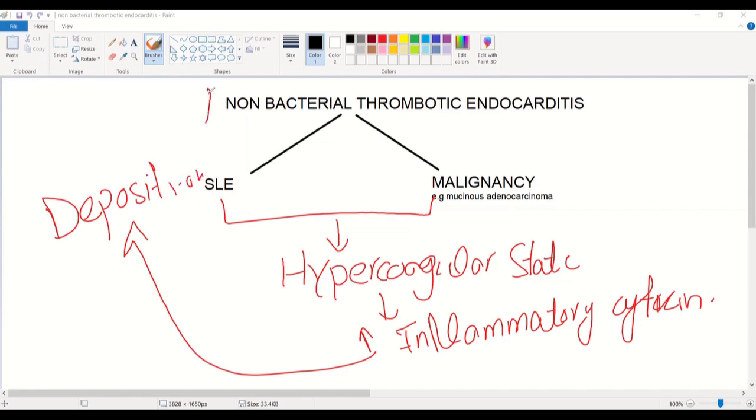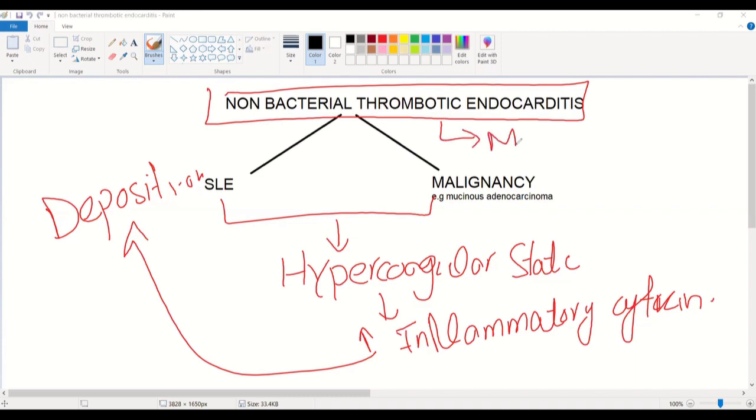What is another name of non-bacterial thrombotic endocarditis? Can anybody tell? Libman-Sacks endocarditis? Sorry, no. Marantic endocarditis. Absolutely right.